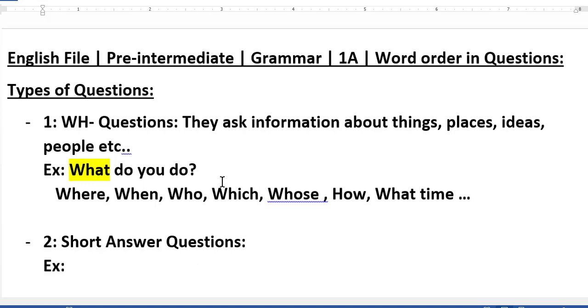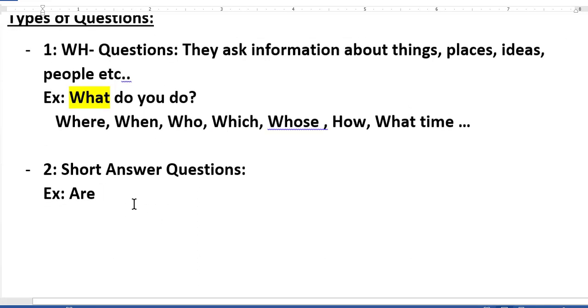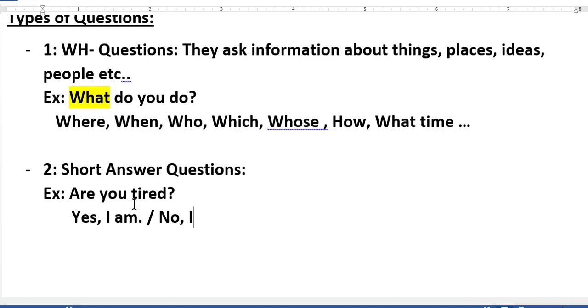For example, are you tired? Are you tired? Question. So the answer is short. If you were tired, you say yes, I am. See, short answer. If you're not tired, you say no, I'm not. So this is short answer questions. Now we will study the structure of questions.